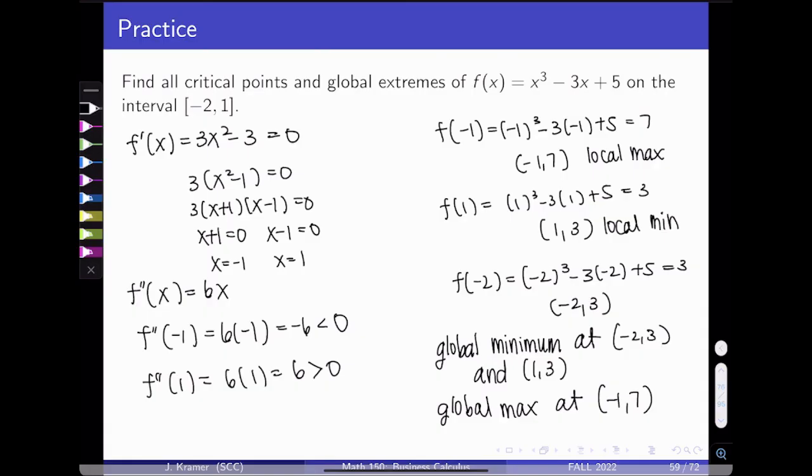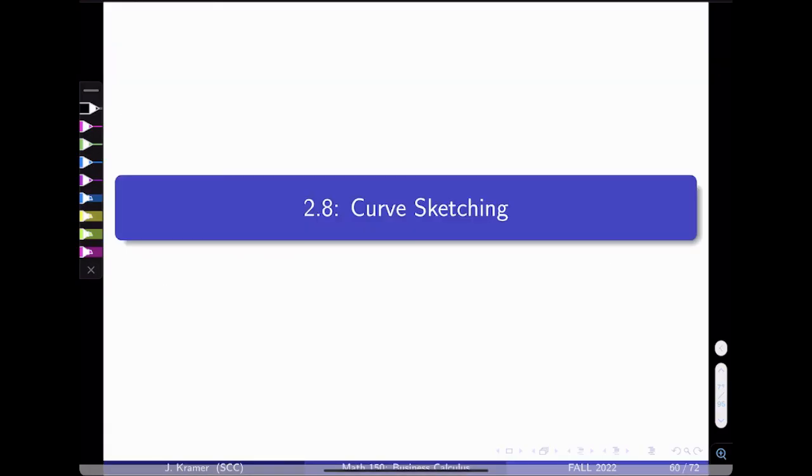In the next video, we'll combine all of these ideas to curve sketch using the first derivative and the second derivative and other known information about the original function.